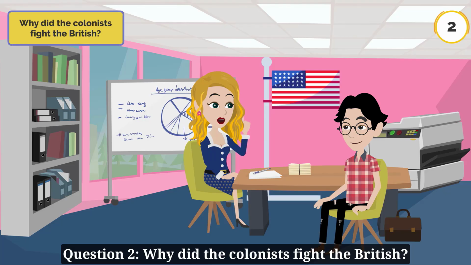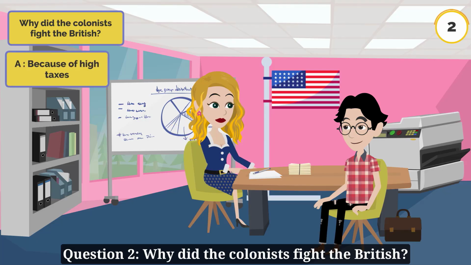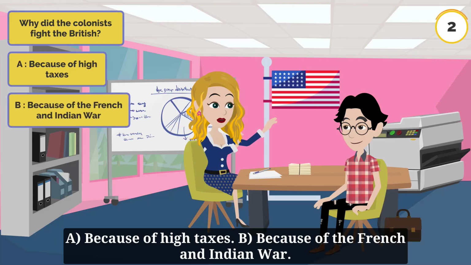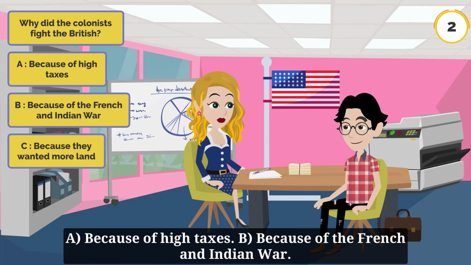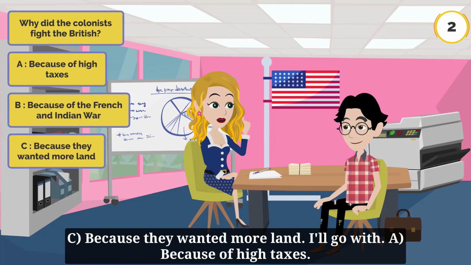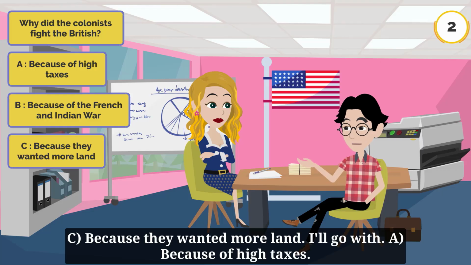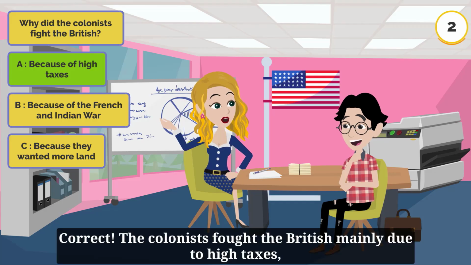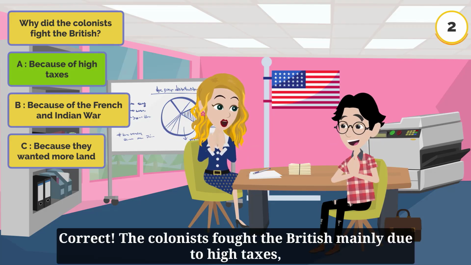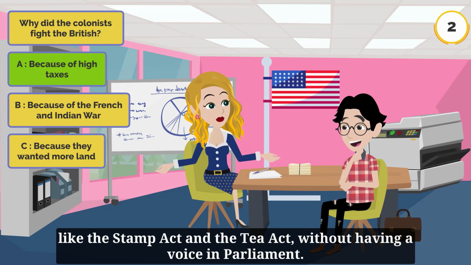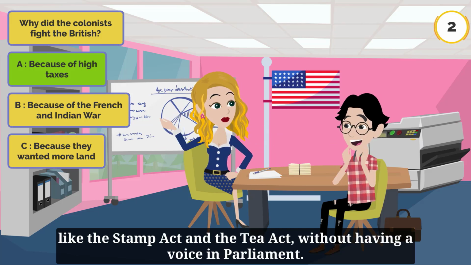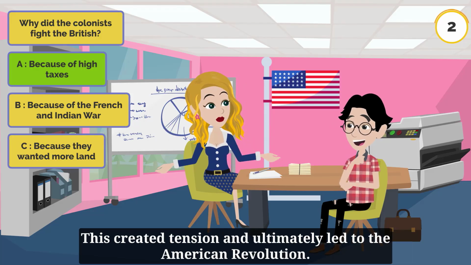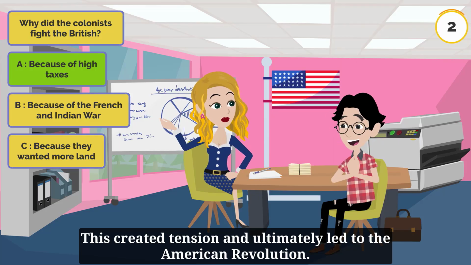Question 2. Why did the colonists fight the British? A. Because of high taxes. B. Because of the French and Indian War. C. Because they wanted more land. I'll go with A. Because of high taxes. Correct. The colonists fought the British mainly due to high taxes like the Stamp Act and the Tea Act without having a voice in Parliament. This created tension and ultimately led to the American Revolution.